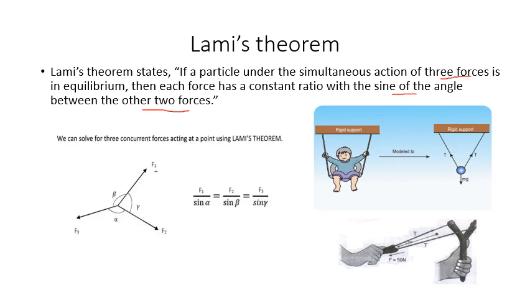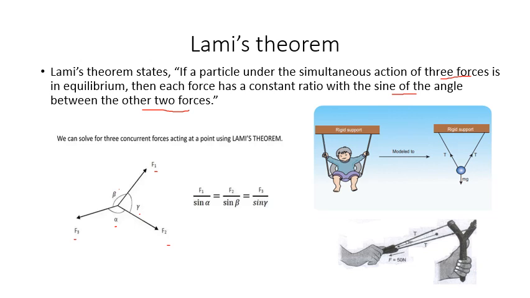So look at this diagram, F1, F2 and F3. We have three forces, students. All are in equilibrium position. Then each force has a constant ratio with the sine of the angle between the other two forces. Okay, so how about this equation? F1 divided by, look at the diagram. So what is the angle between F2 and F3? Alpha. And the angle between F2 and F1 is gamma. The angle between F1 and F3 is beta. Okay, alpha, beta, gamma we have.